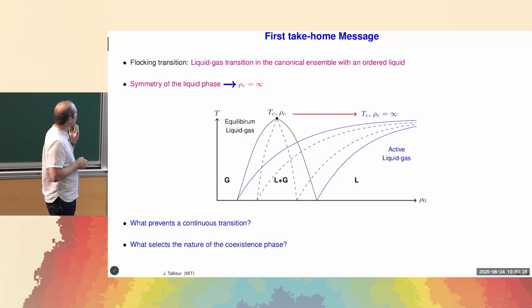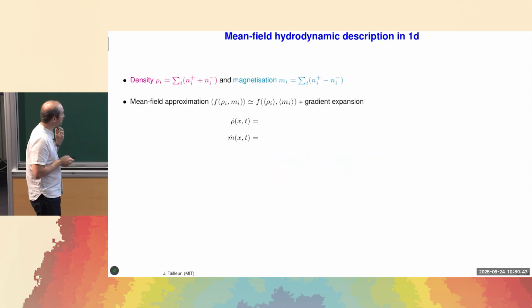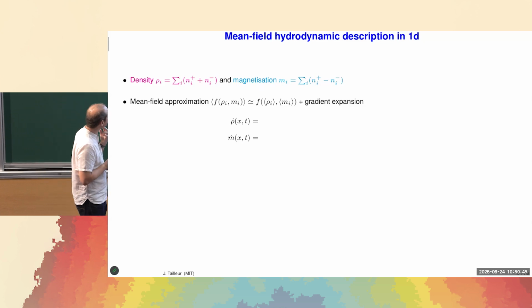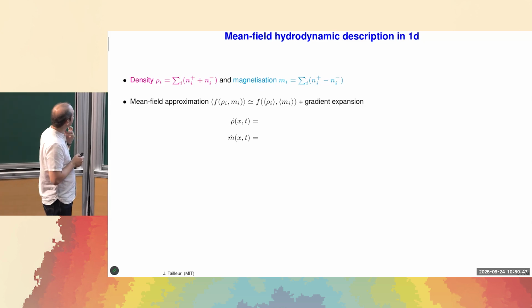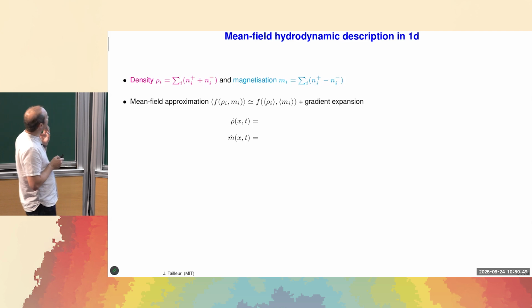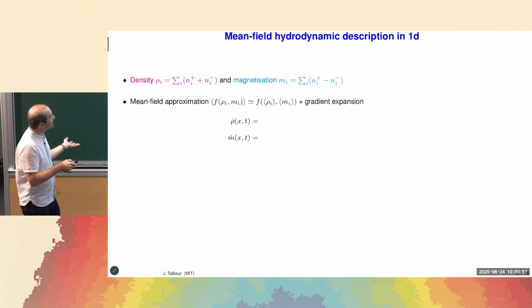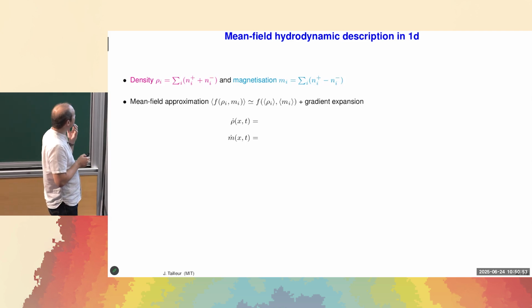So what I want to understand next is what prevents a continuous transition and what selects the nature of the coexistence phase. And because I have 8 minutes left, I will not go on the blackboard. I will do it with the slides. And I will go to the blackboard this afternoon. So the first thing you can do is you can try to do mean field. We did this model because we thought mean field would be good.